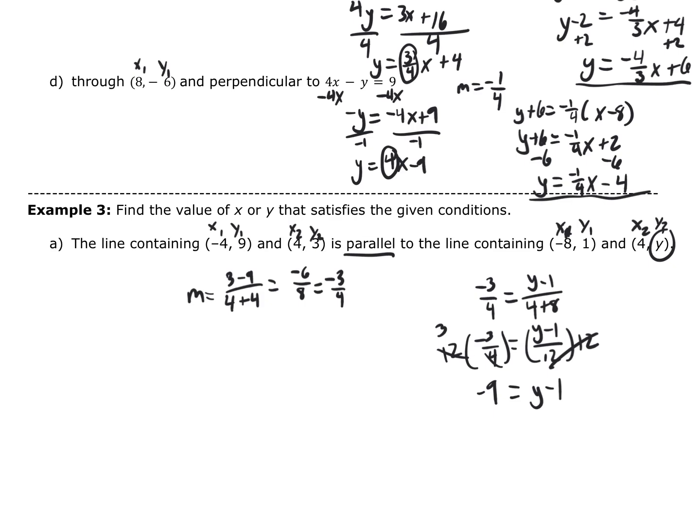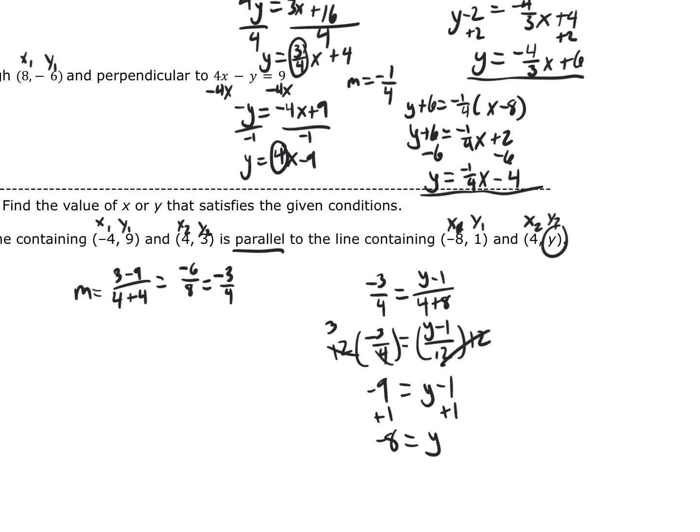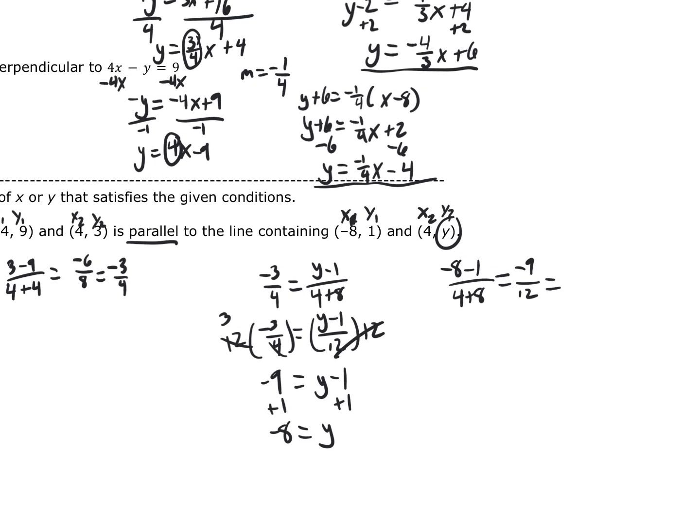So that leaves me with negative 9 equals y minus 1. So if I just add 1 to both sides, I get that y is negative 8. And we can check that. We could do negative 8 minus 1 over 4 plus 8. Negative 8 minus 1 is negative 9. 4 plus 8 is 12. And that simplifies to negative 3/4. So we have found our correct number. Our y is negative 8.